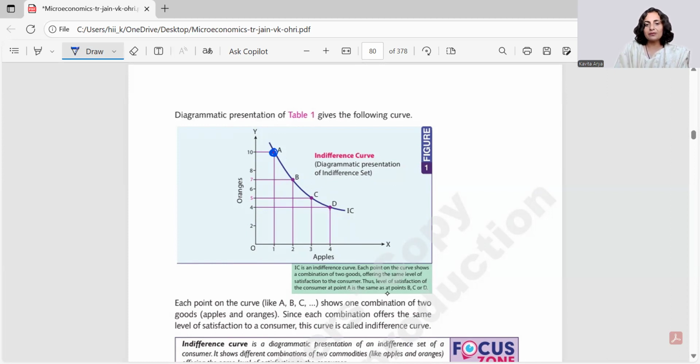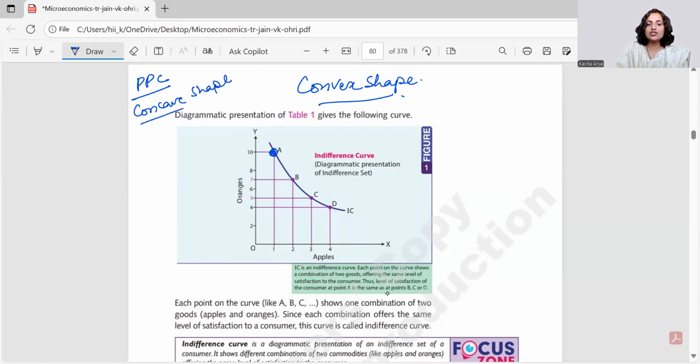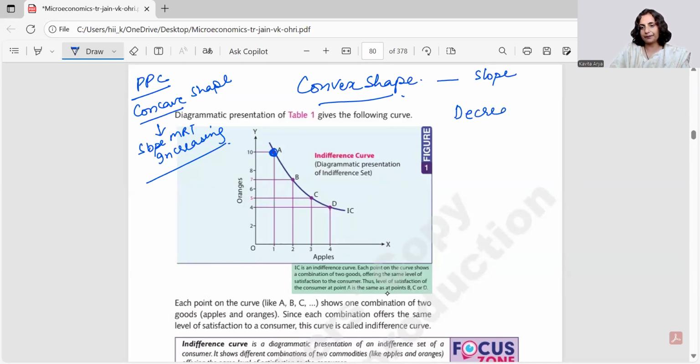What do we call this shape? This is called convex shape. This is convex to the origin. In the previous chapter on PPC, which shape did we study? We talked about concave shape. And I told you that whenever we're talking about shape, it has everything to do with the slope. Here the slope was called MRT, and it was increasing. So I hope you can understand that for convex shape, the slope would be decreasing.